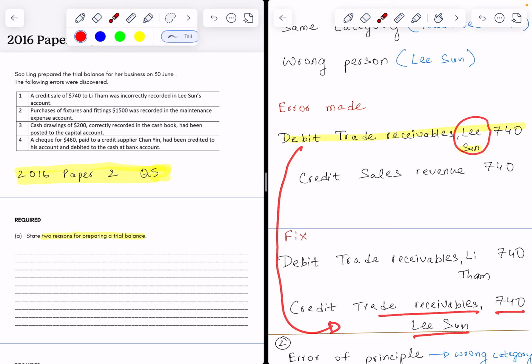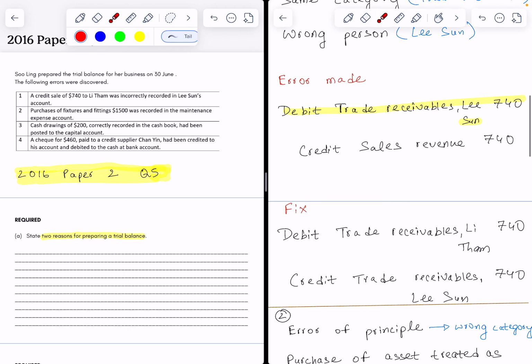Okay? And simultaneously, we need to increase our assets the amount that Lee Tam actually owes us, and therefore we will debit the account for trade receivables Lee Tam, who is our current asset, and assets are increasing in value, and when assets increase in value, we debit them.